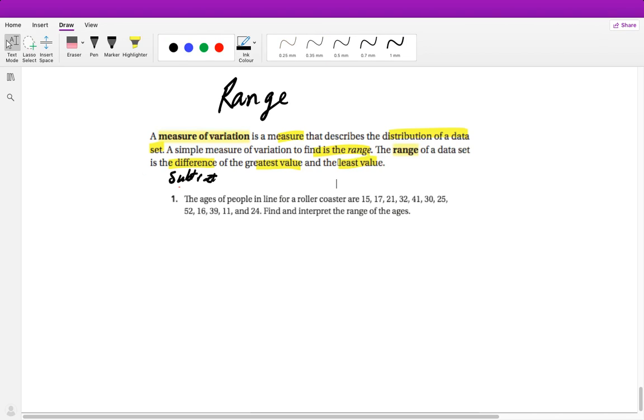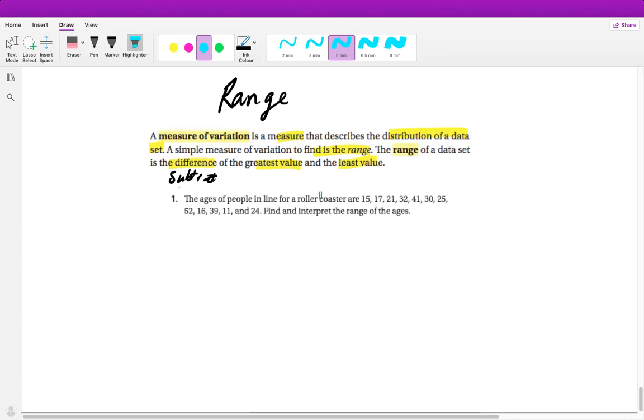All right, you don't have to rearrange these. We will in the future, though, because when we learn what's called a box plot, we will have to arrange these. But if I just ask you strictly to find the range, you don't need to graph it. What we need to do is identify what is our least value and what is our greatest value.